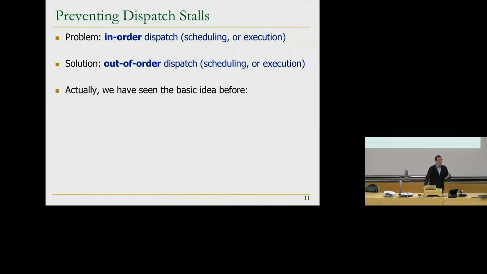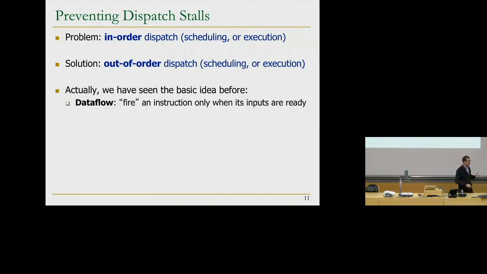And we've seen the basic idea of out-of-order dispatch before. This is really about data flow. And we're going to use the same principles. We're going to build a mini data flow engine in hardware inside the processor. So data flow says you fire an instruction only when its inputs are ready. And that's exactly what we're going to do. We're going to keep track of the readiness of the source operands of each instruction. And if they're both ready, then the instruction is going to execute and produce a result.